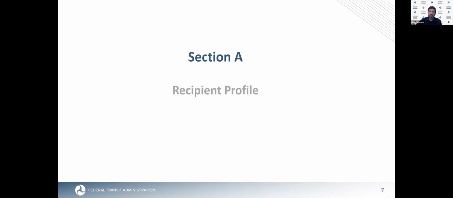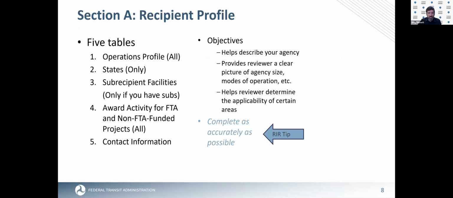Okay, so the first thing we're going to talk about is Section A of the RIR. This is the first section that you'll have to fill out. So let's go on to the next one. Section A is the recipient profile. It consists of 5 tables.